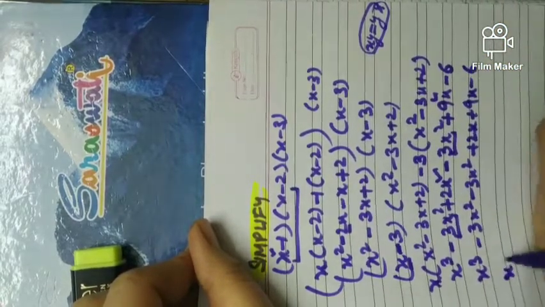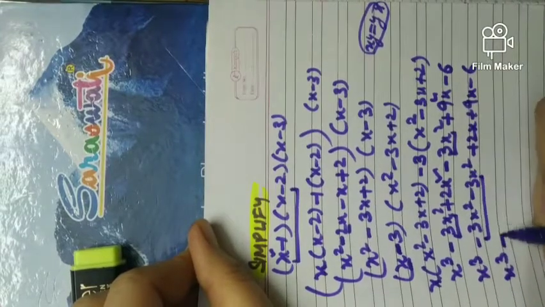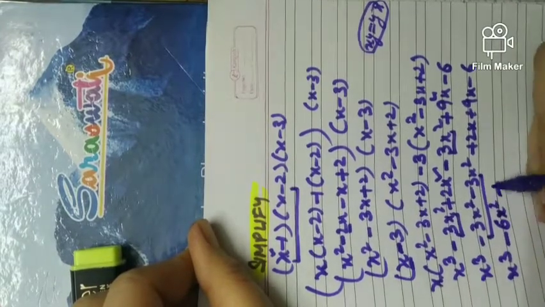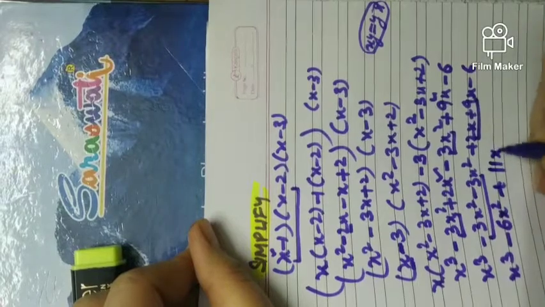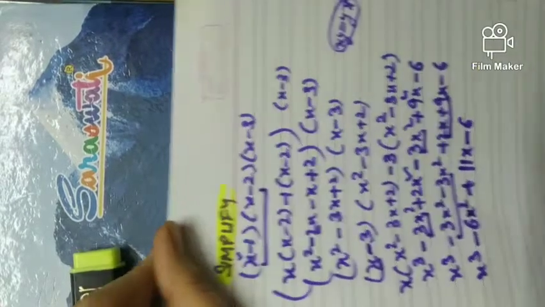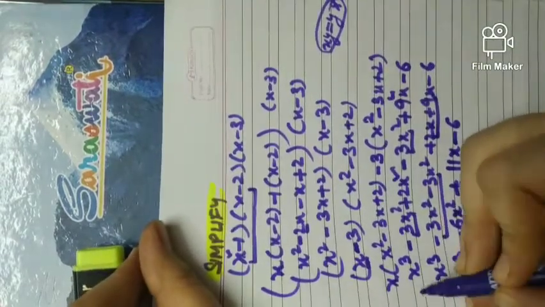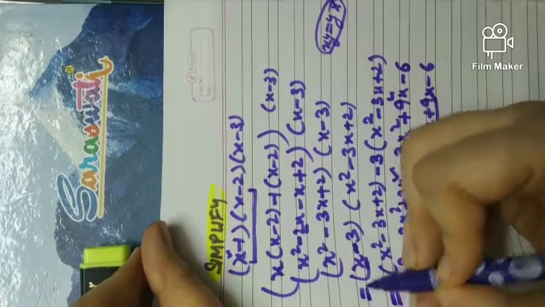Now you do, beta. This will be minus minus minus 6x square. This will be 2 plus 9, 11x, and minus 6. So like this we have completed the full 2 exercises.